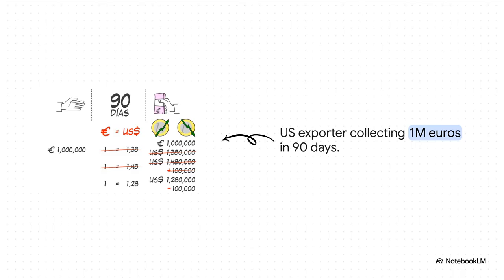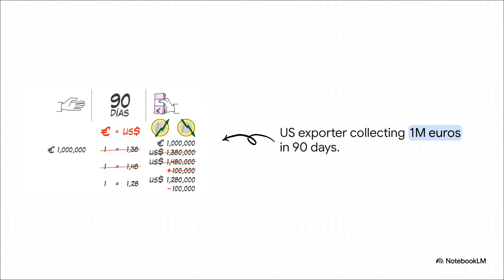Now, because they operate in the US, they ultimately need US dollars to pay their bills. Let's say on the day of the sale, the euro is worth $1.38, so they expect to eventually collect $1,380,000. Fast forward 90 days. If the euro rises to $1.48 by the time they get paid, those 1 million euros are now worth $1,480,000. They literally just made an extra 100 grand purely because of a favorable shift in the exchange rate. But naturally, if the euro drops to $1.28, they only collect $1,280,000, taking a $100,000 hit.